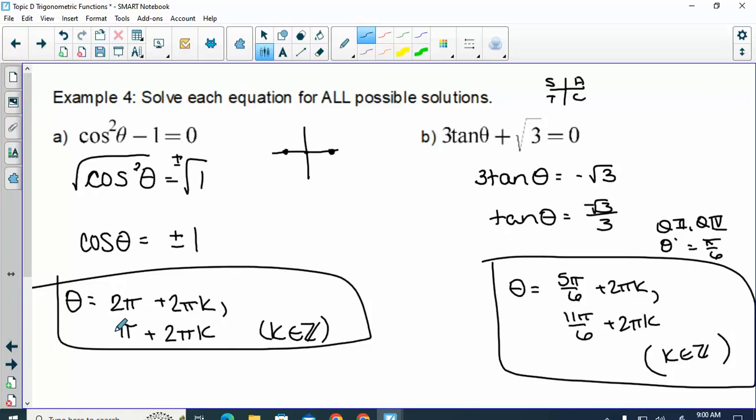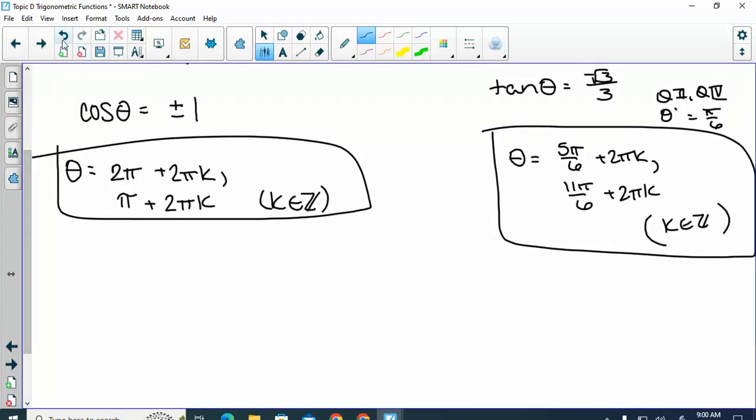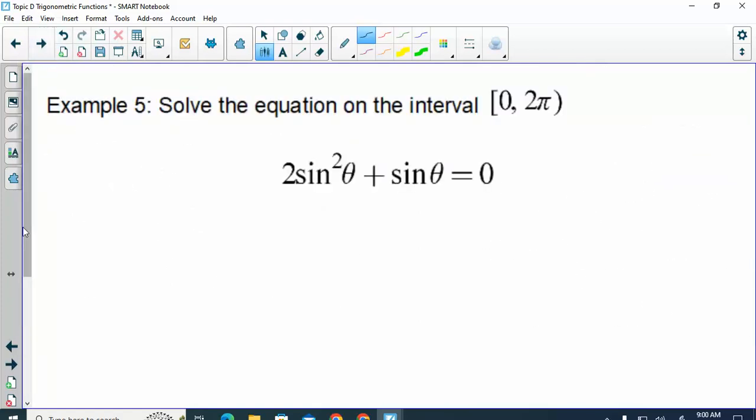Is that okay? Let's solve another equation.